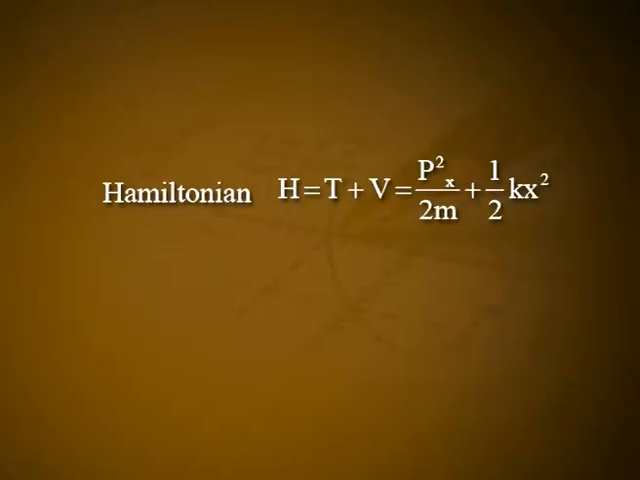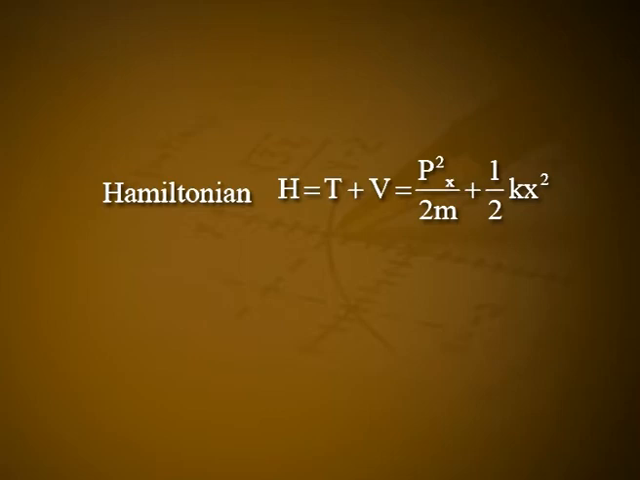Let x dot be replaced by the generalized momentum Px. Px is equal to ∂L divided by ∂x dot, which is equal to m x dot, or x dot is equal to Px divided by m. T is equal to 1/2 m x dot square, which is equal to Px square divided by 2m. Hamiltonian H is equal to T plus V, which is equal to Px square divided by 2m plus 1/2 k x square.